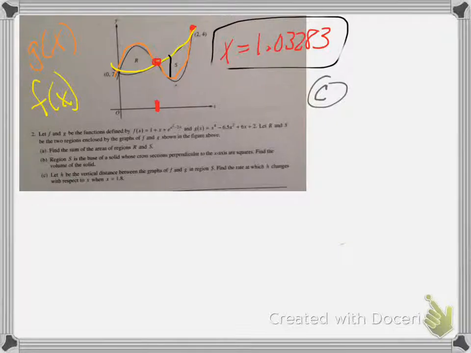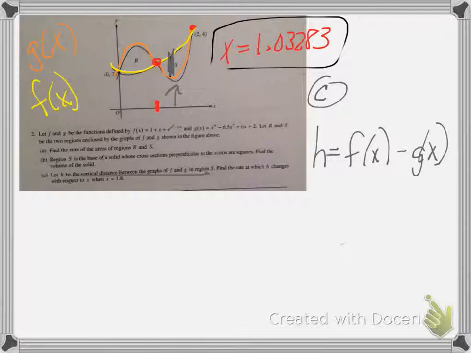Okay, and now we're up to part C. They're saying h is the vertical distance between f and g in region S. So here's region S, and the distance is just going to be this line right here between f and g. So h is equal to that distance, which is the yellow one, f of x, minus the orange one, g of x. Okay, so that's our h.